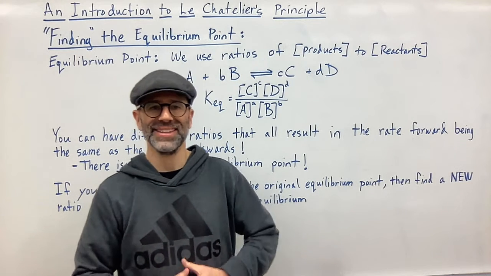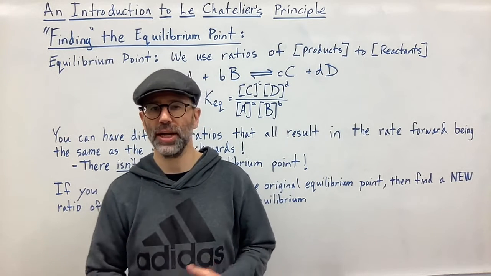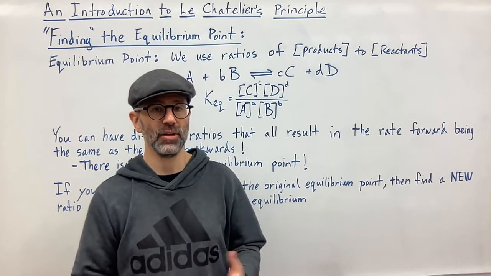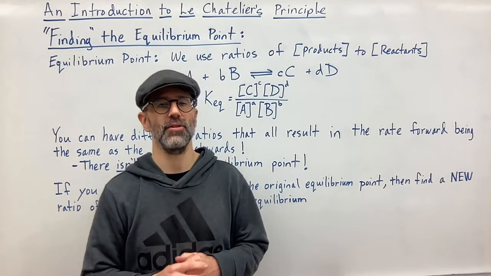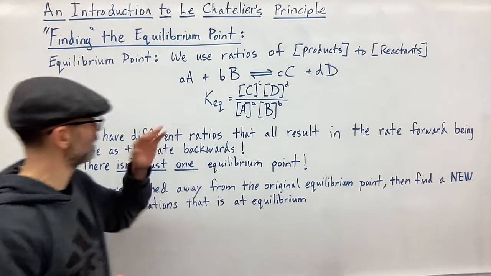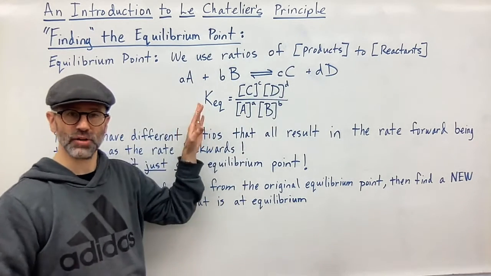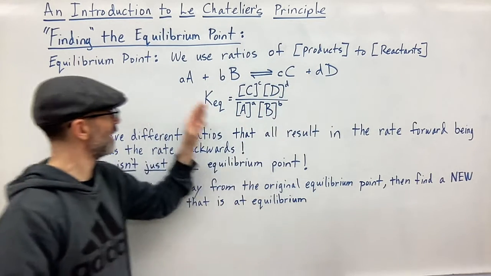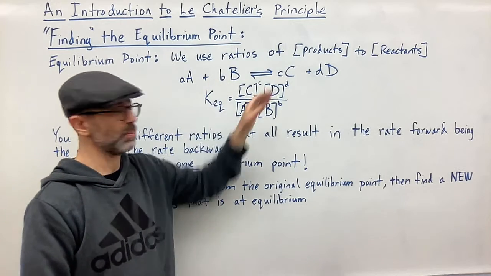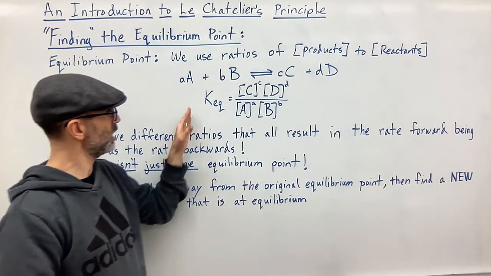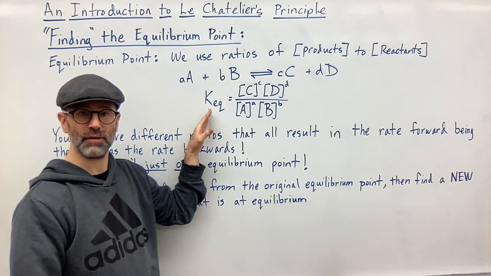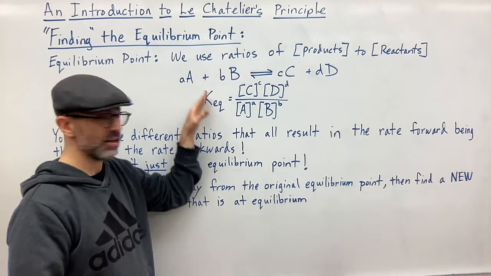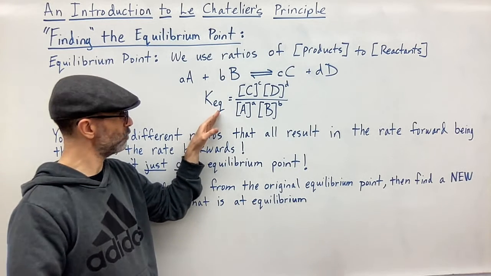Well, the equilibrium point is found by using a ratio of the concentration of products to the concentration of reactants. Basically, it's a ratio of the products over the reactants. And here I have an example. I have a generic equation right here. My reactants are A and B, my products are C and D, and the little letters represent the coefficients. And here, the KEQ represents the equilibrium constant, right? So we call that the equilibrium constant K, or KEQ.